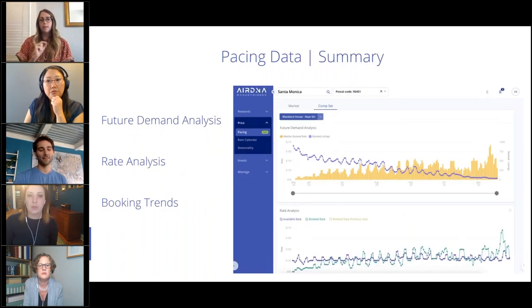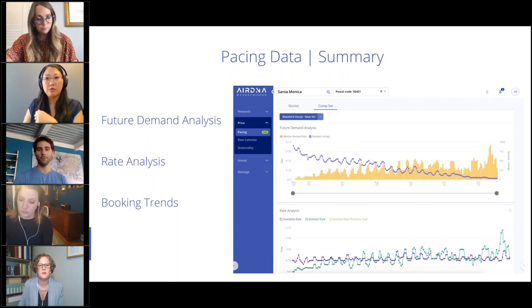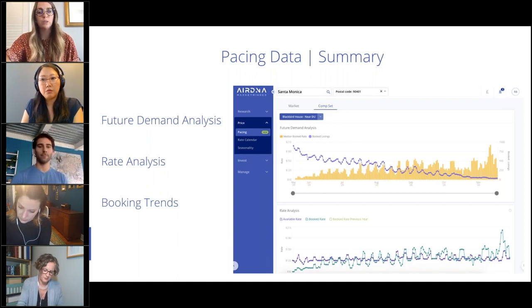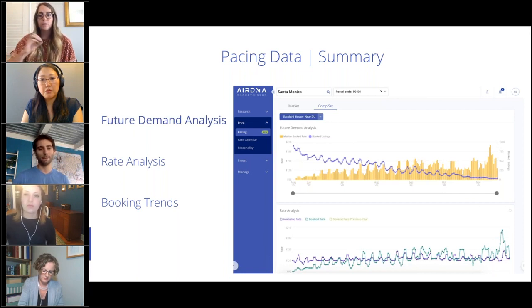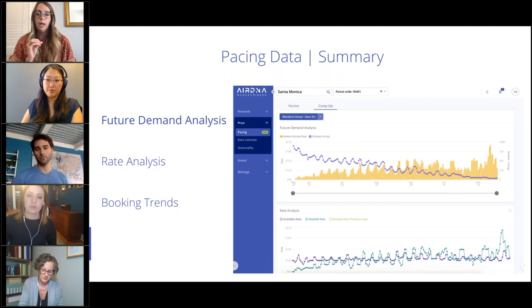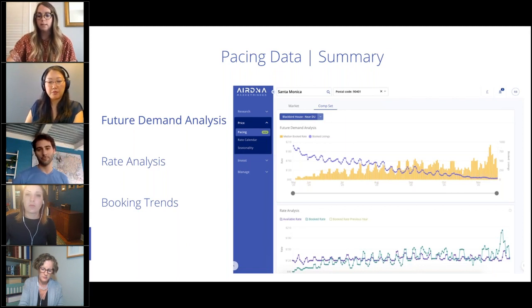The second report where we are going to be piping in competitive set data is our pacing report. So this has 3 charts that I'm going to walk through rather quickly, but completely welcome questions or any insight that anyone wants to have on these. The first chart here is this yellow and purple chart, and that is our future demand analysis.